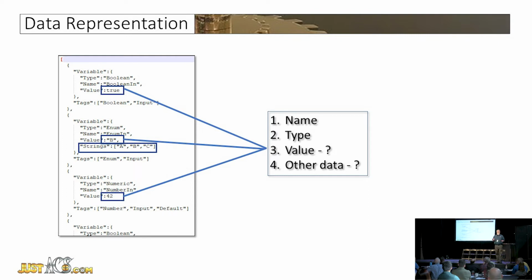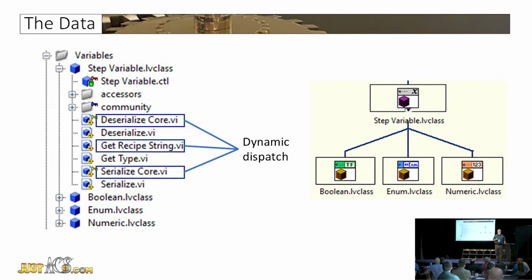Now, for those of you who know me, because several of you do, you know where this is going. I sure like me some classes, right? So that's what we did. I declared a base class called step variable. I happened to have 3 children, the Boolean, the enum, and the numeric, which do the specific things of those variable types.